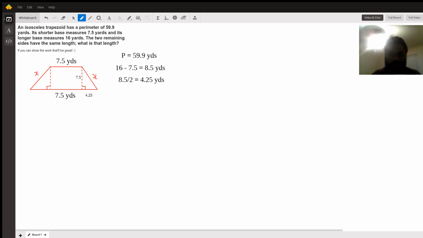4.25 squared plus 7.5 squared equals x squared. Then you do your usual arithmetic to solve for x to get x equals 8.6 yards.